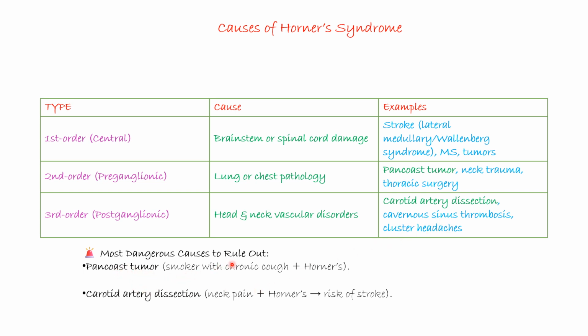So the most dangerous causes to rule out among the causes that we have mentioned here, obviously you have to rule out all the causes, but these two are of note. That is Pancoast tumor, where the patient will come in being a smoker and presenting with cough and also with Horner syndrome. In addition to that, carotid artery dissection. This patient will come in with neck swelling and also the triad of Horner syndrome, and this patient is at a higher risk of having stroke.